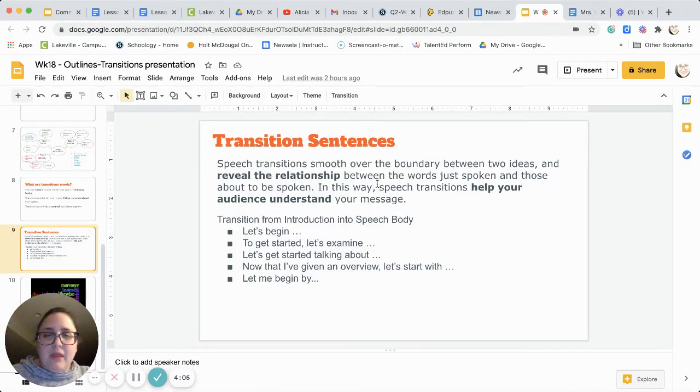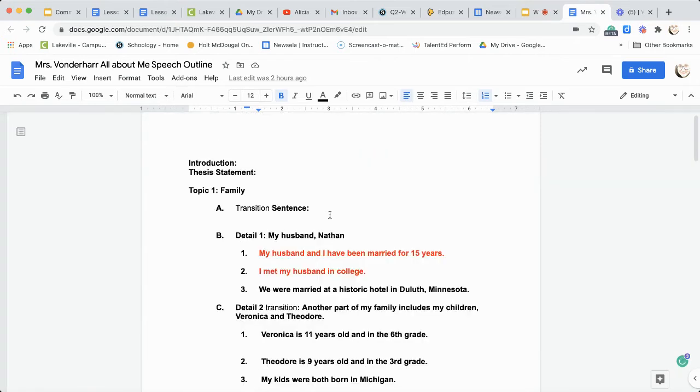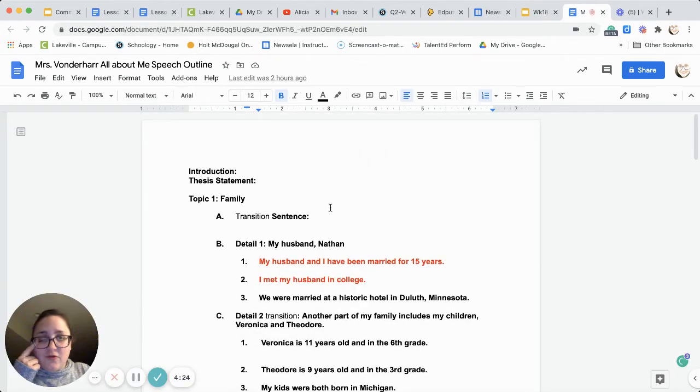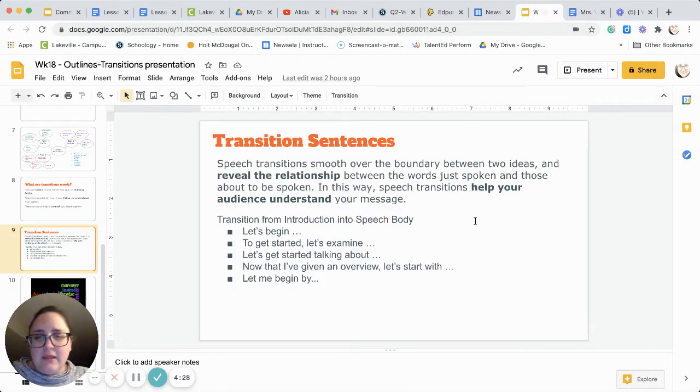So here we go. So like I said, it reveals the relationship between the words just spoken and about to be spoken. In this way, speech transitions help your audience to understand your message. So if we're going to transition from the introduction into the speech body, which is this very first transition right here, it asks for, you see that there? Right under there? That's the one we're talking about here.